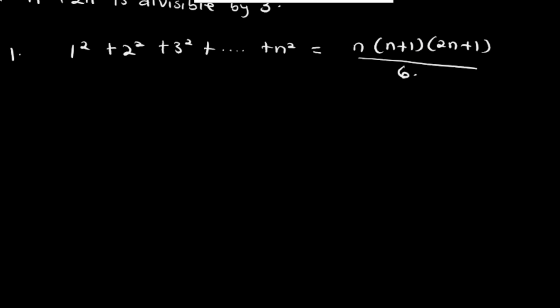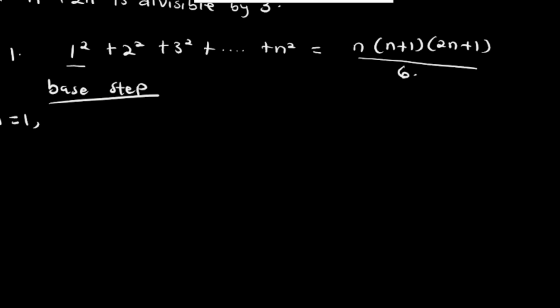So let's see. For the problem we have here, let's test for the base step. The base step is a step we use to confirm if the statement is true for the least value of n. We are dealing with natural numbers, so the least value of n is what? 1. So for n is equal to 1.